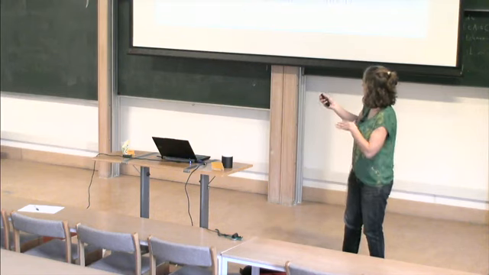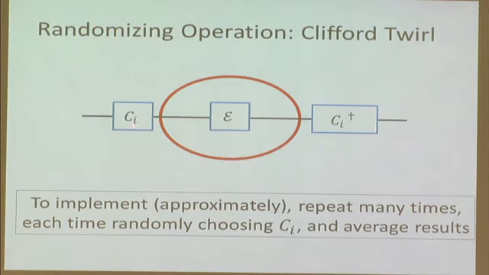Okay, so this is kind of just a notation slide. Again, we're reading left to right in time. If we want to characterize our process E, every time we come across E, we want to do this twirl. So we're going to apply a random Clifford C_i, and then afterwards apply C_i inverse.